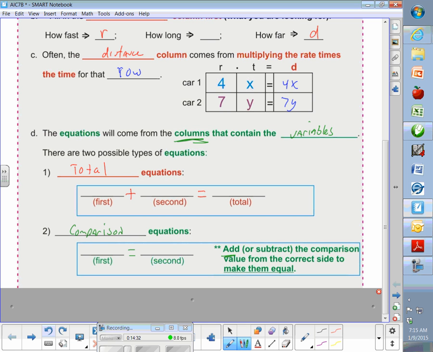All right, so let me recap this section. The equations will come from the columns that contain the variables. So if you look back up here at this example again, we have two variable columns. We have a time column with the variables in it, and we have a distance column with the variables in it. So we're going to have a time equation and a distance equation. When you look at the original word problem, you would say, is the time a total or comparison? If it's a total, use this template. If it's a comparison, use this template. And you're going to do the same thing for the distance. Is it a total or comparison? And then use the template.